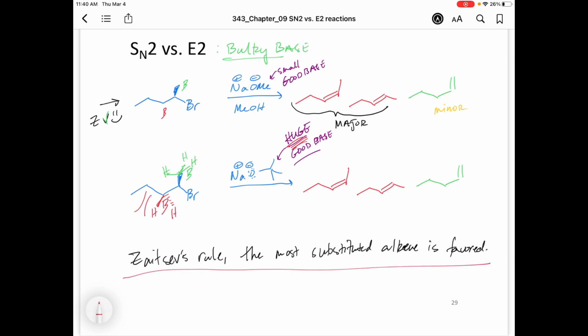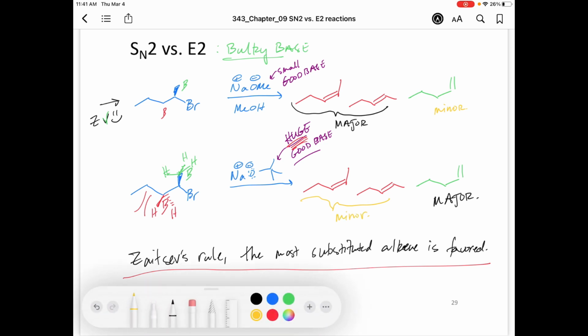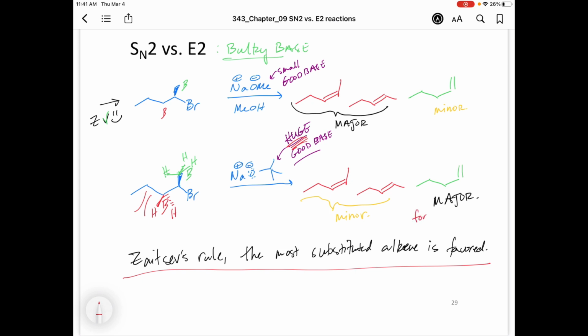So Zaitsev's rule isn't followed in this bottom reaction. We actually get our major product being the less substituted alkene, and then our minor product is the more substituted. The major forms with a bulky base. So the less substituted alkene forms because this is a really bulky base.